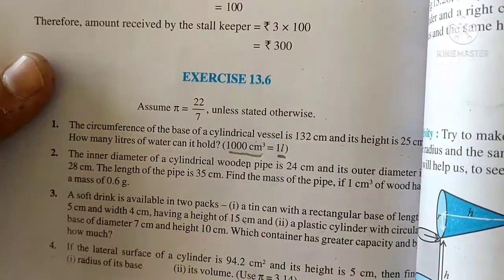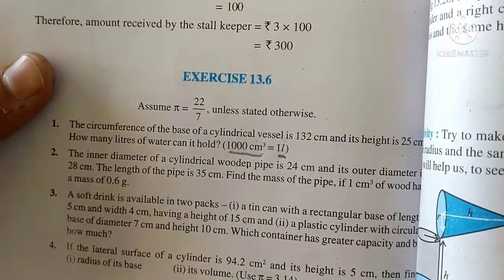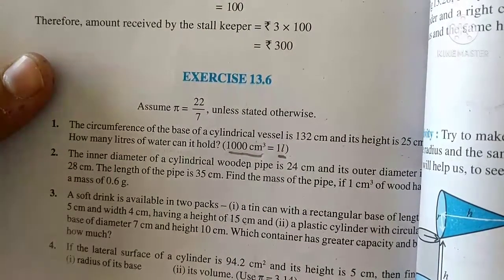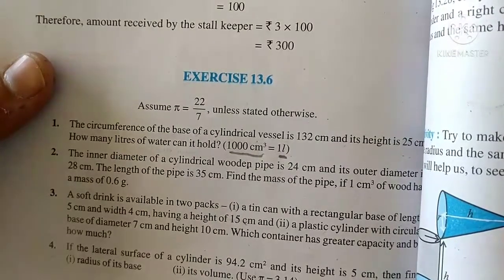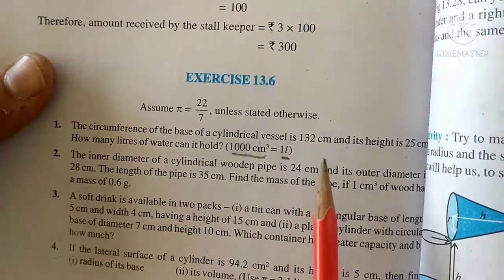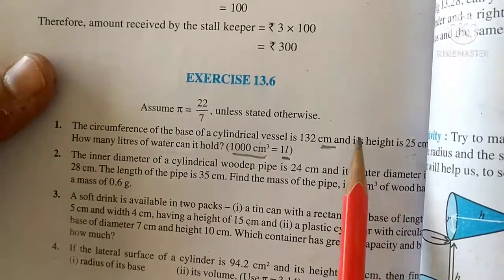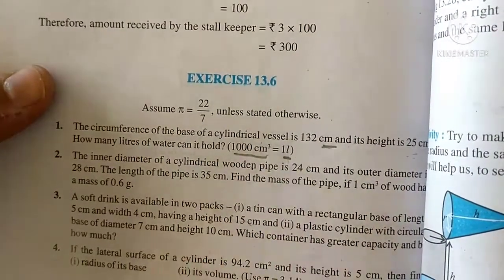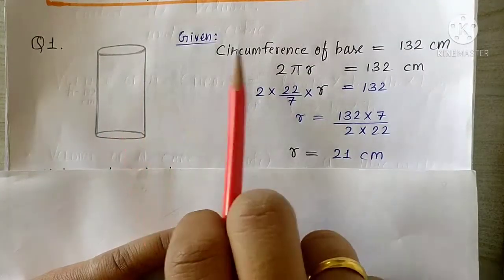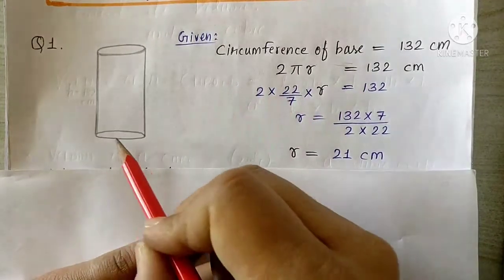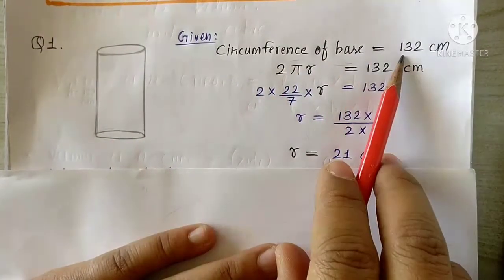See, whenever we are finding the quantity of water, we always write in liters. We will not write in centimeter cube or meter cube, but we will write in liters. So here the other things, length, breadth and height, are given in centimeters, so we will try to convert them into liters. Let's do this. As you can see, a cylinder is given whose circumference of the base is given 132.